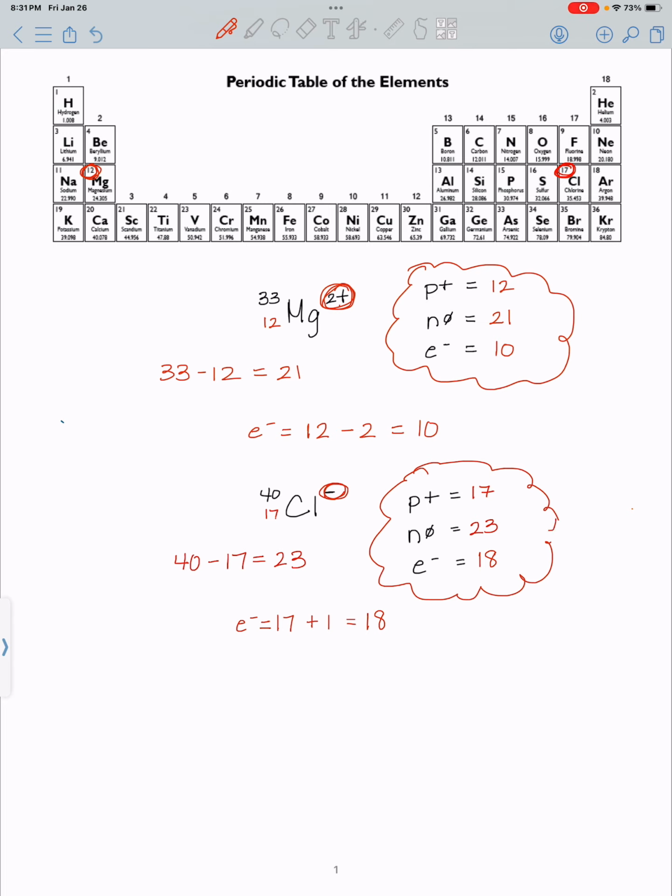This is the hardest it will get on your exam, trying to determine the protons, neutrons, and electrons in an ion, so an anion or a cation. But you should be able to do this based off of only being given the mass number, which is right here.